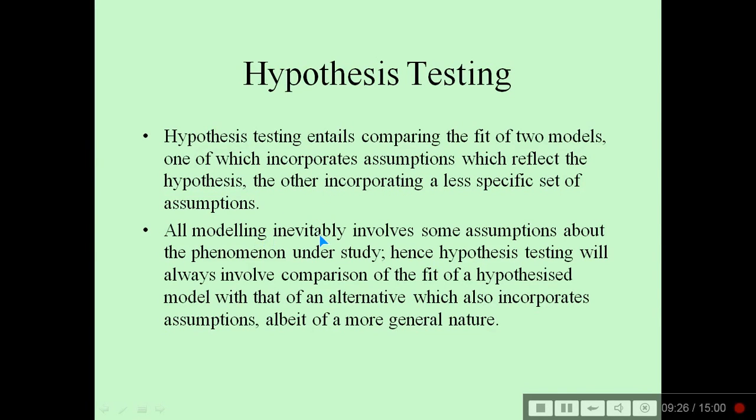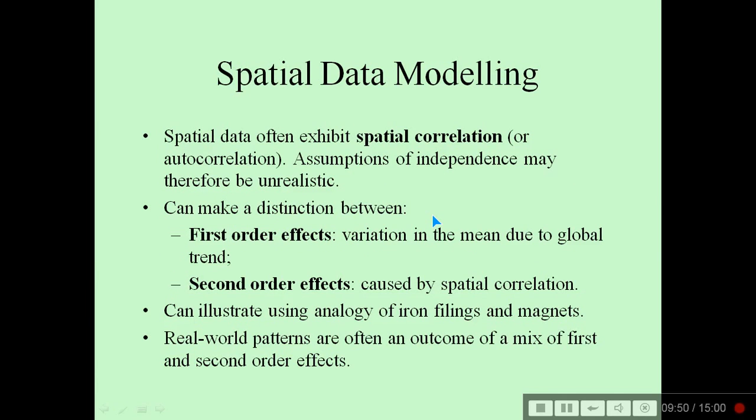So all modeling inevitably involves some assumptions about the phenomena under study. Hence, hypothesis testing will always involve comparison of the fit of the hypothesized model with that of an alternative which also incorporates assumptions, but of a more general nature. In spatial data modeling, spatial data often exhibit spatial correlation. This is very important. This is also called autocorrelation. Assumptions of independence may therefore be unrealistic.